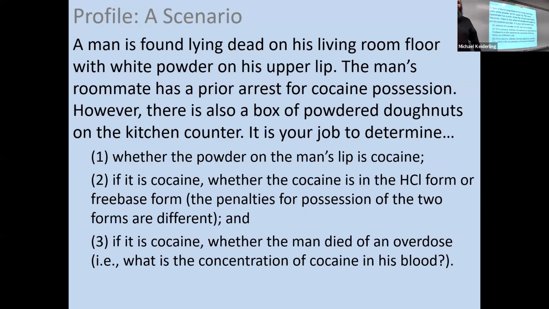And if it is cocaine, whether the man died of an overdose. What concentration of cocaine is in this man's blood. So you're going to start by identifying this white powder.